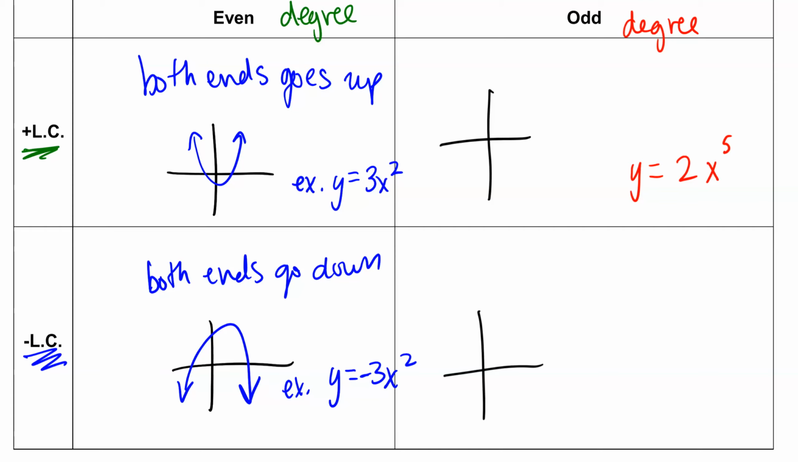But which way is it? Is it this way, or is it this way? We've got to think. If I pick a positive number, what is a positive number to the 5th power, positive or negative? Positive times itself 5 times will be positive. And if I take a negative times itself 5 times, or 3 times, a negative times a negative times a negative.